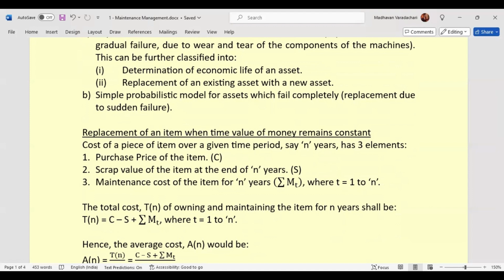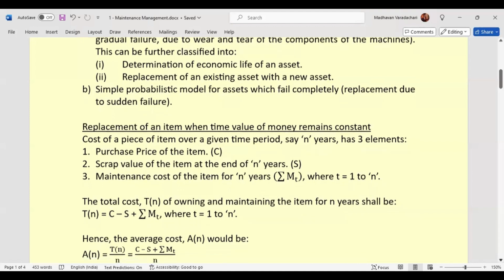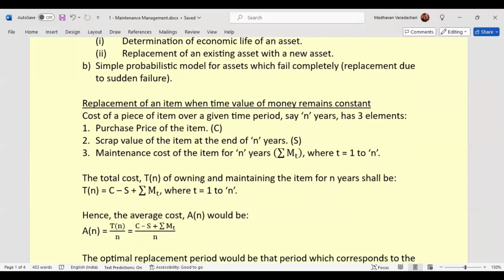Cost of a piece of item over a given time period, say n years, has three elements. One is the purchase price of the item, which we are going to denote as C. Scrap value of the item at the end of n years, we denote by capital S. Maintenance cost of the item for n years, so summation of M_t, where t ranges from 1 to n. The total cost T_n of owning and maintaining that item for n years shall be T_n equals the purchase price minus the scrap value plus the maintenance cost during the period.